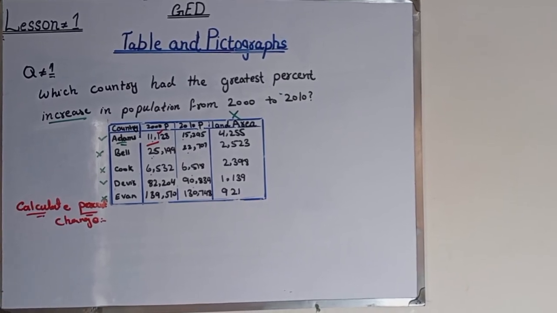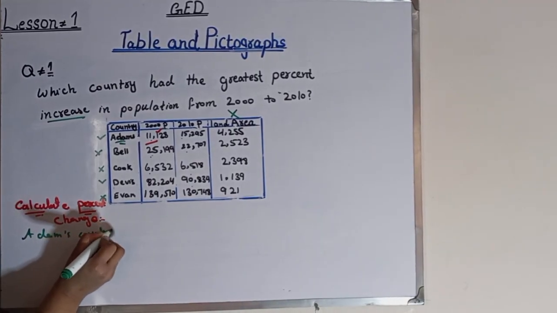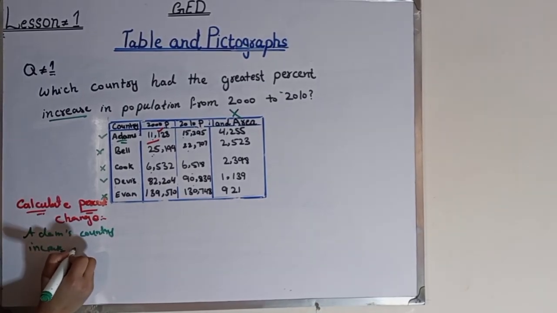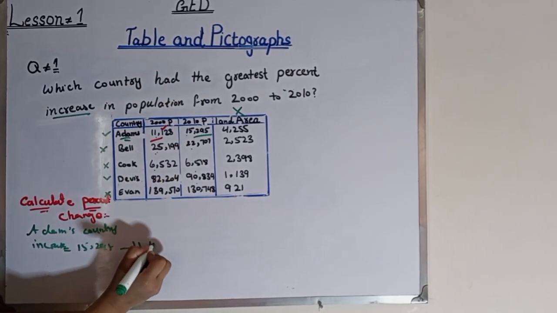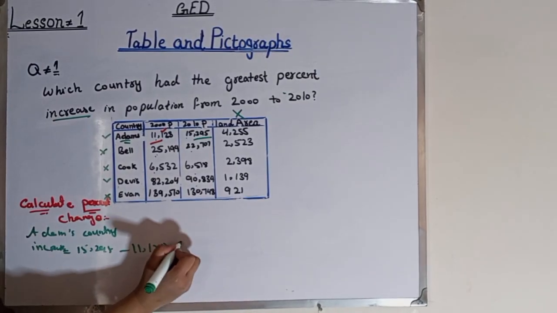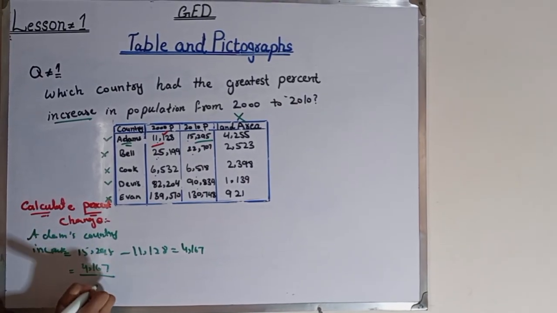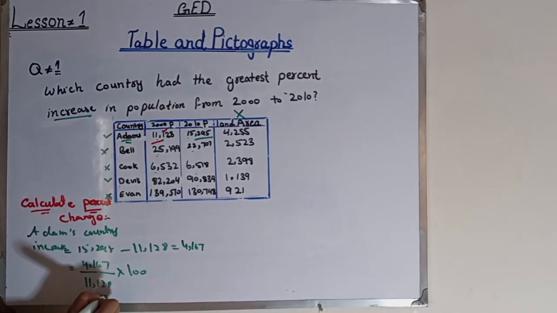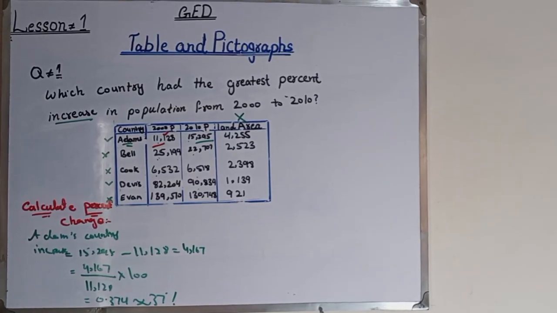Now we will do it for Adams country. Adams country in 2000 was 11,128 and increased to 15,295 in 2010. So 2010 minus 2000 gives a difference of 4167. So 4167 is the increase, divided by the original. The original is 11,128, multiplied by 100. It will be 0.374, approximately 37%. Now we will calculate the Davis country.